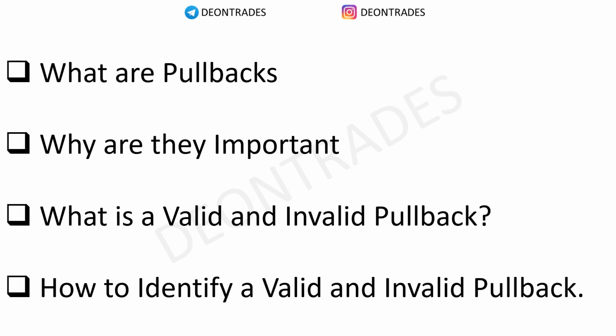So what is a pullback? A pullback is just a short-term rise or drop in market price in the opposite direction of the market. We only have two types of pullbacks. We have a bullish pullback and a bearish pullback. A bullish pullback is a temporary price drop in an uptrend. A bearish pullback is a temporary price rise in a downtrend.